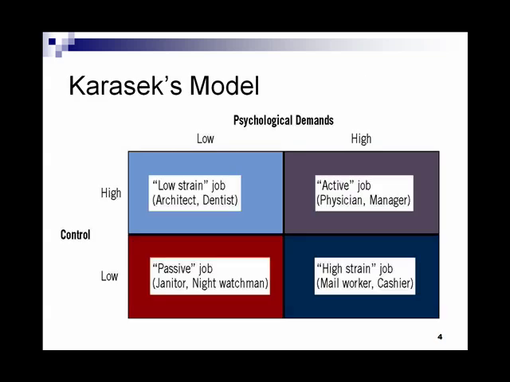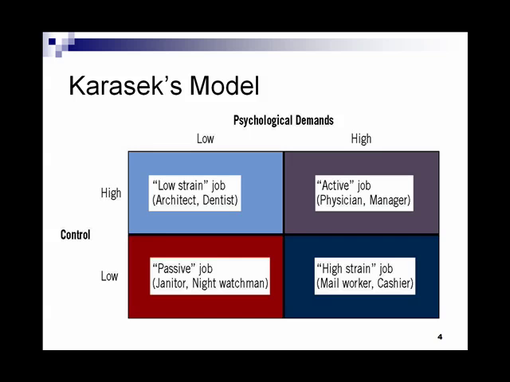The two factors, job control and job demands, interact, as I said, to produce four categories of stressful job. There are low strain jobs, which are high in control but low in demands. There are active jobs, which are high in control and high in psychological demands. Then there are what are called passive jobs, which are low in control but also low in demands. And then there are high strain jobs, which are low in control and high in demands.